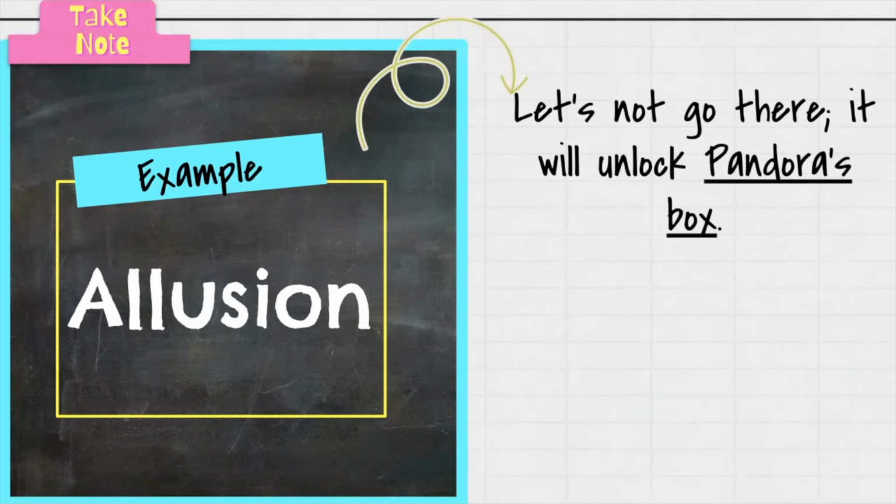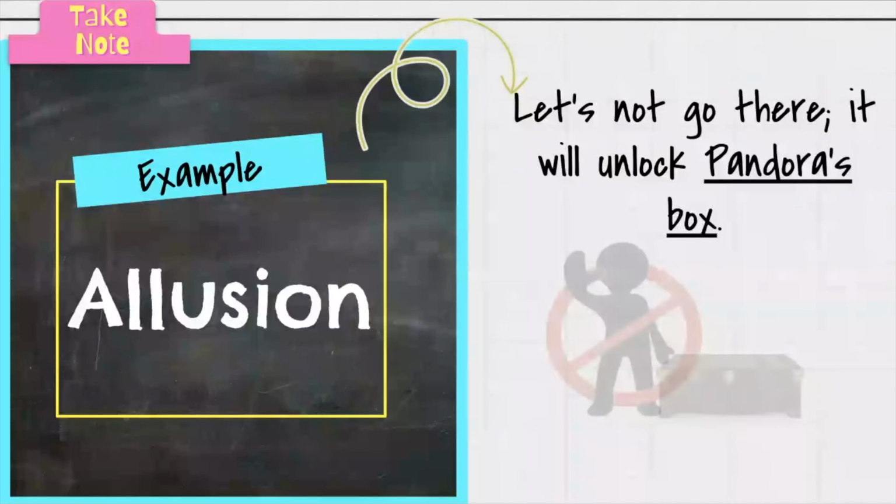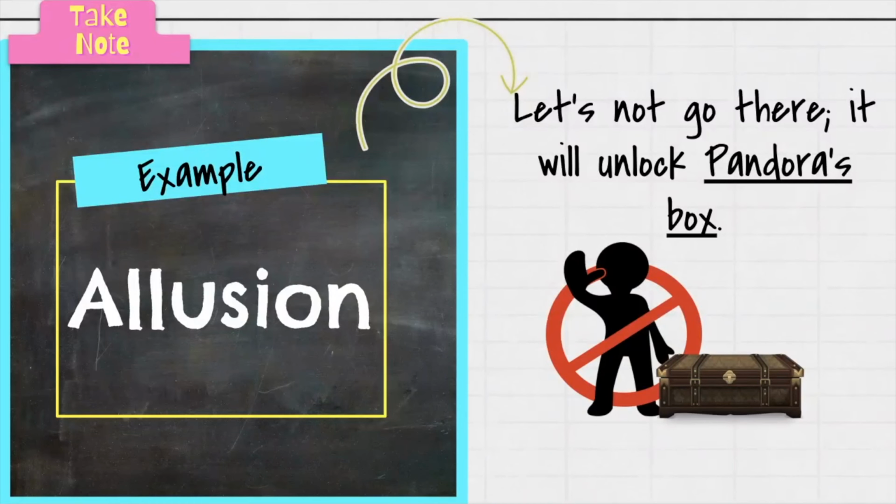For example, let's not go there. It will unlock Pandora's box. So Pandora's box is a reference to a story in mythology. And Pandora's box symbolizes opening up something that will cause a lot of trouble. So instead of saying, if you open it up, it could cause a lot of problems, they use this allusion. It will unlock Pandora's box. So the author expects you to know what that means. And there's my little image there to go with it.